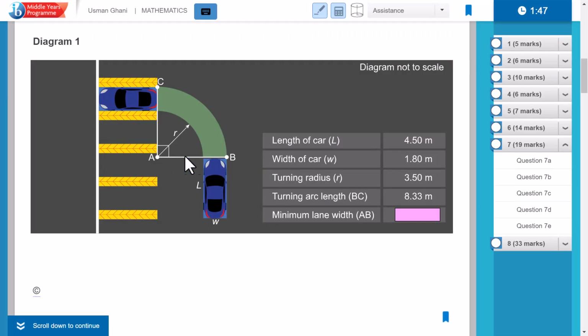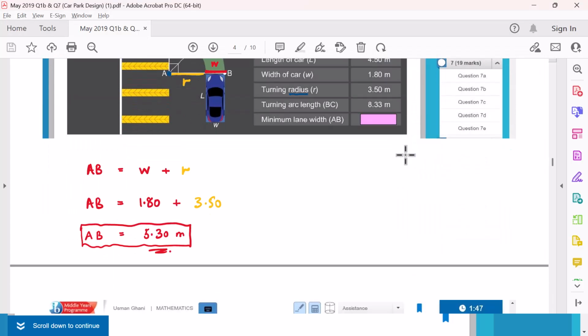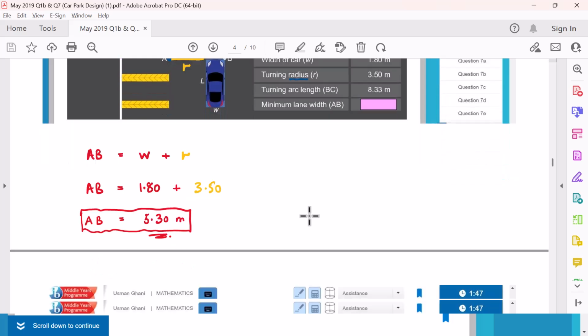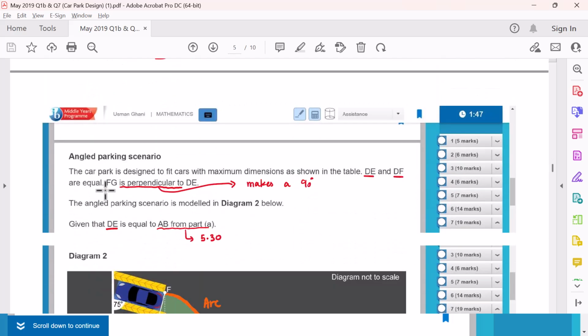So we need to find this, which is somewhat like the radius of this quarter circle. So in order to find this, we basically need W plus R, which is going to be this. So R plus W, we know what R is, we know what W is, simply add them, and there you have your answer over here, which is simply put over here, and we have the color coding as well. Number 2, angular car parking.